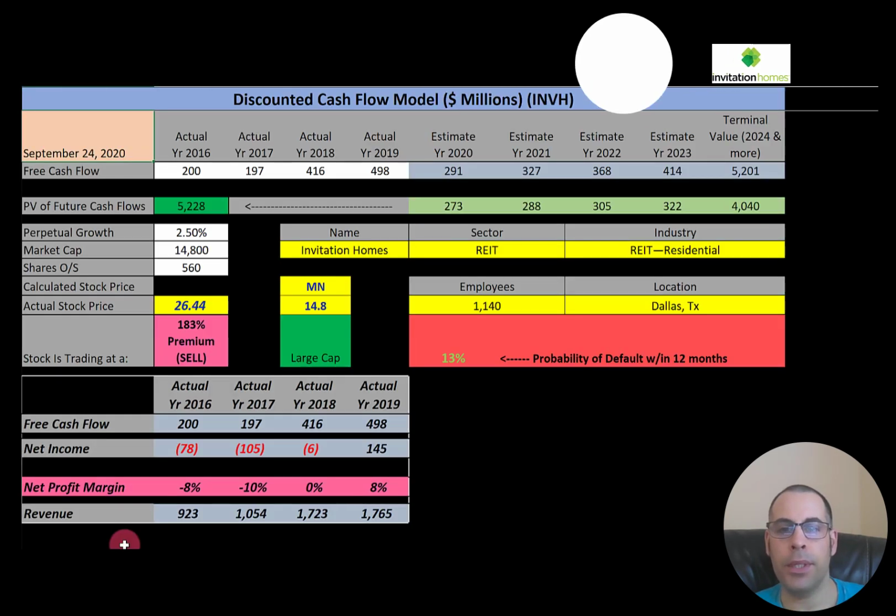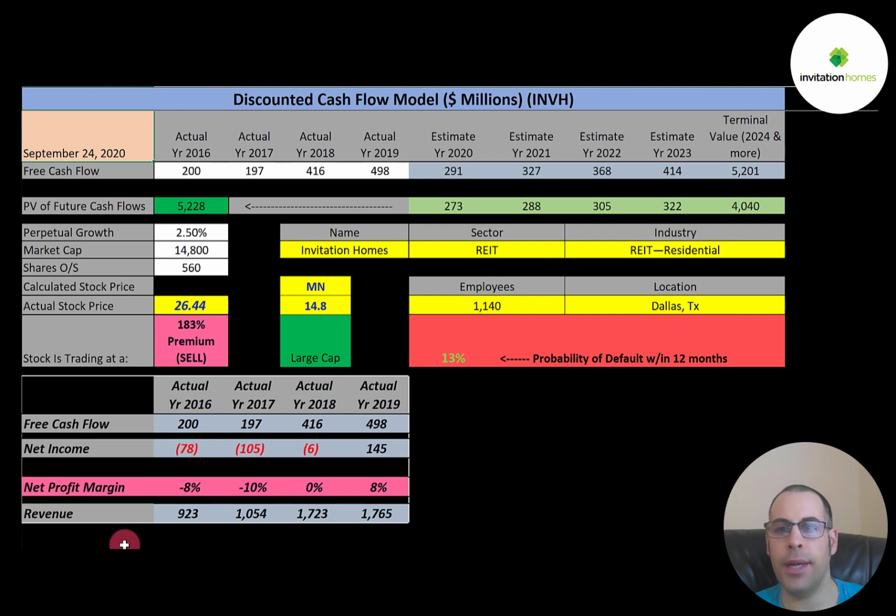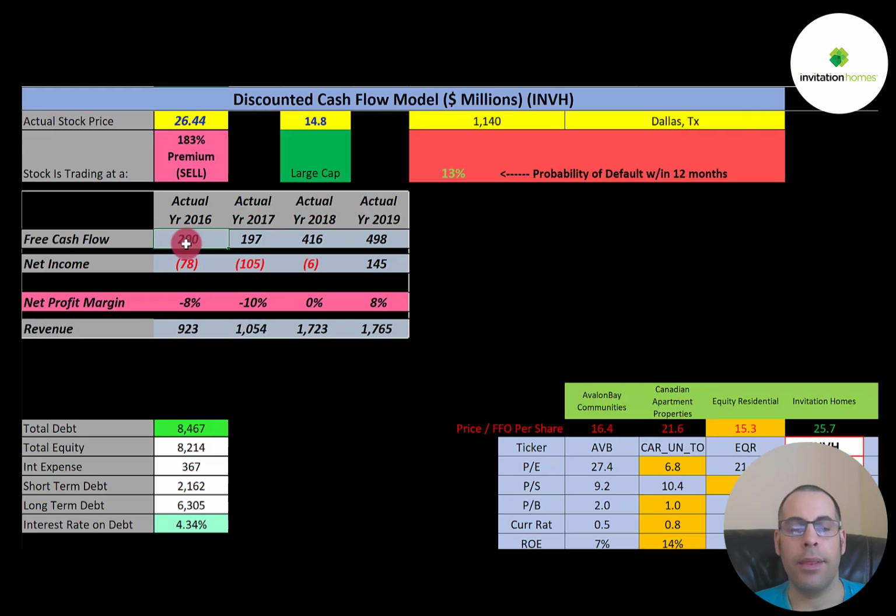The second company, which is also another US REIT, is Invitation Homes. It owns and operates single-family rental homes. Let's get started with the model. This is a big company, 14.8 billion market cap, so they're a large cap company. They're trading at 26.44 and they have 560 million shares outstanding. Their free cash flow looks really good. It's growing each year and it's a pretty healthy number.